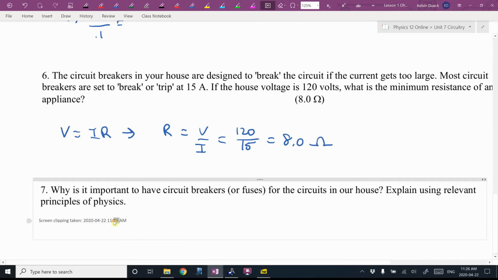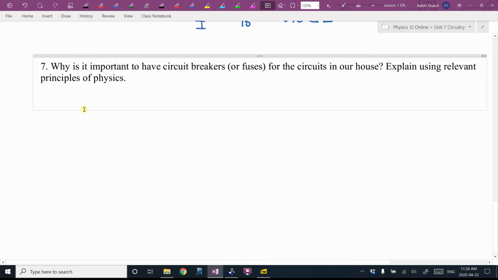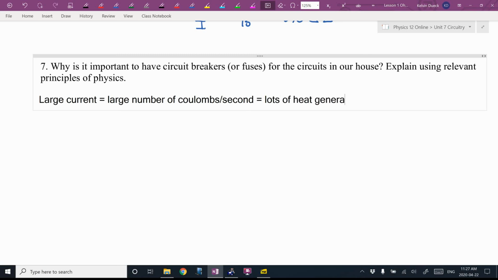Why is it important to have circuit breakers or fuses in the circuits of our houses? Explain using relevant principles of physics. So if the current gets too big, what that really means is, well, large current equals large number of coulombs per second, and that equals lots of heat generated inside the wire. And I think we can safely say that fire equals bad.